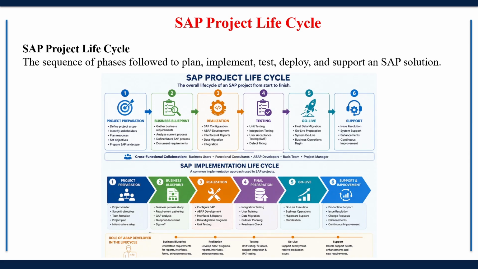Now, the SAP implementation lifecycle. The SAP implementation lifecycle consists of project preparation, blueprint, realization, final preparation, go live, and support and improvement. Here, support and improvement is one additional phase we get. Finally, we have support and improvement, where the production system is continuously monitored and supported. That is the implementation lifecycle. The ABAP developer is continuously involved in the lifecycle, because from the blueprint the requirements for reports, interfaces, forms, and enhancements are understood, and all of that is done by the ABAP developer.